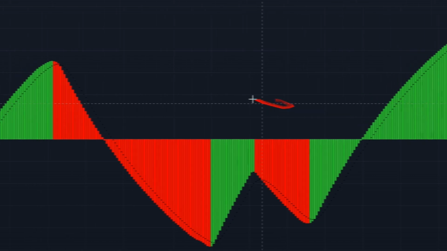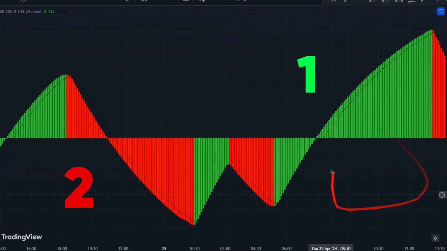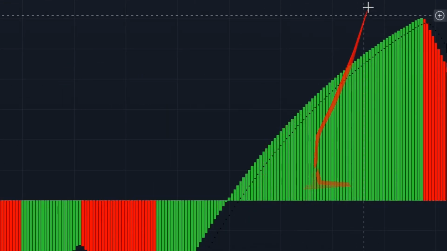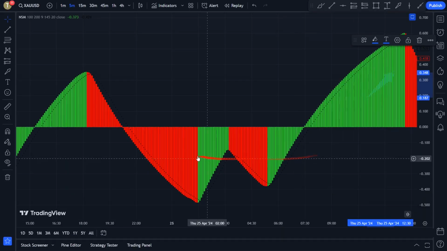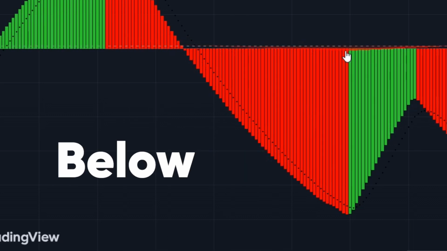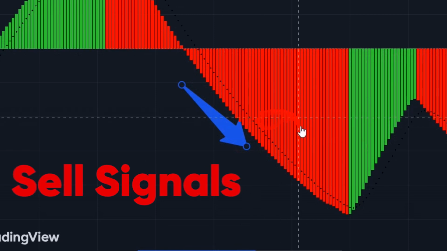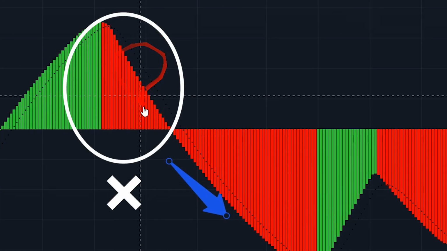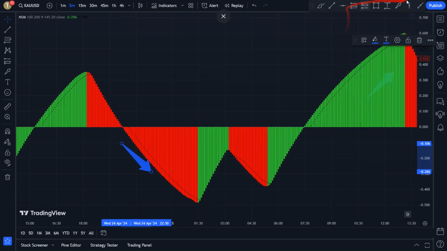As you can see, this indicator consists of a zero line which divides this indicator into two parts. Whenever the columns are green and above the zero line, it indicates that we are in an uptrend, and we can look for buy signals. Whenever the columns are red and below the zero line, it indicates that we are in a downtrend and we must look for sell signals at these points. Don't open any trades when the columns are red and above the zero line or green and below the zero line, as this may lead to losses.